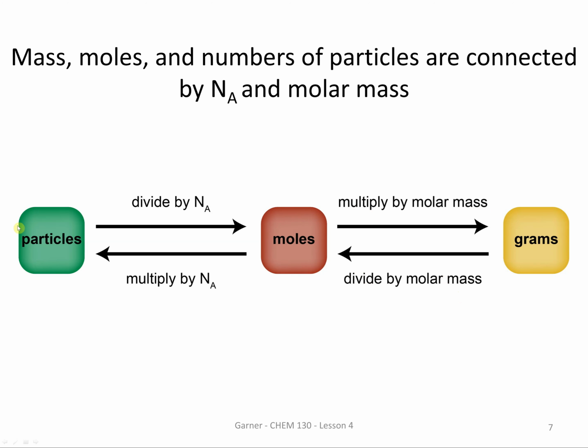If I'm interested in figuring out how many atoms or how many molecules are in a substance, I can take the moles of that substance or the moles of atoms and multiply by Avogadro's number to get the number of atoms. I can go in reverse as well. If I know the number of atoms or the number of molecules, I can divide by Avogadro's number in order to figure out how many moles of that material I have.